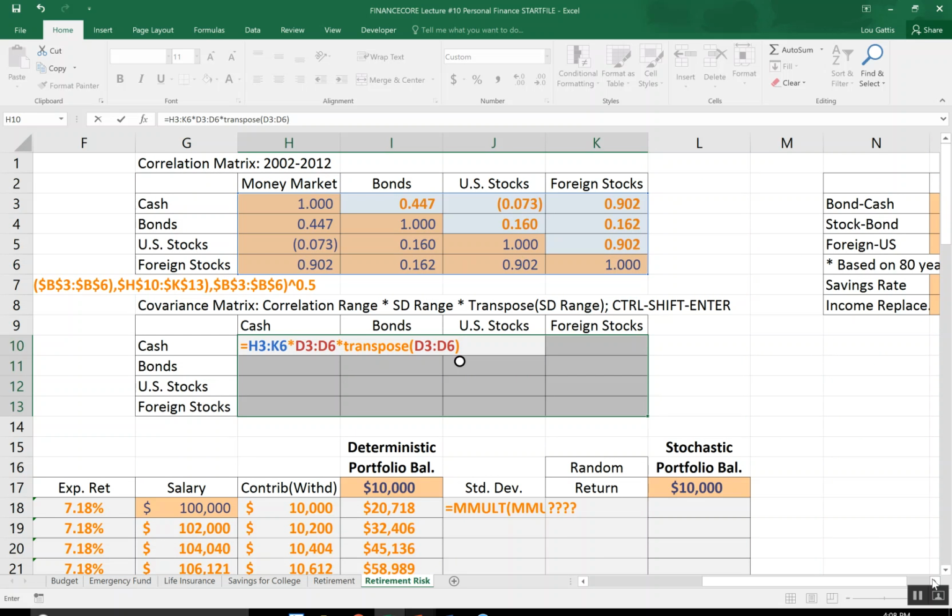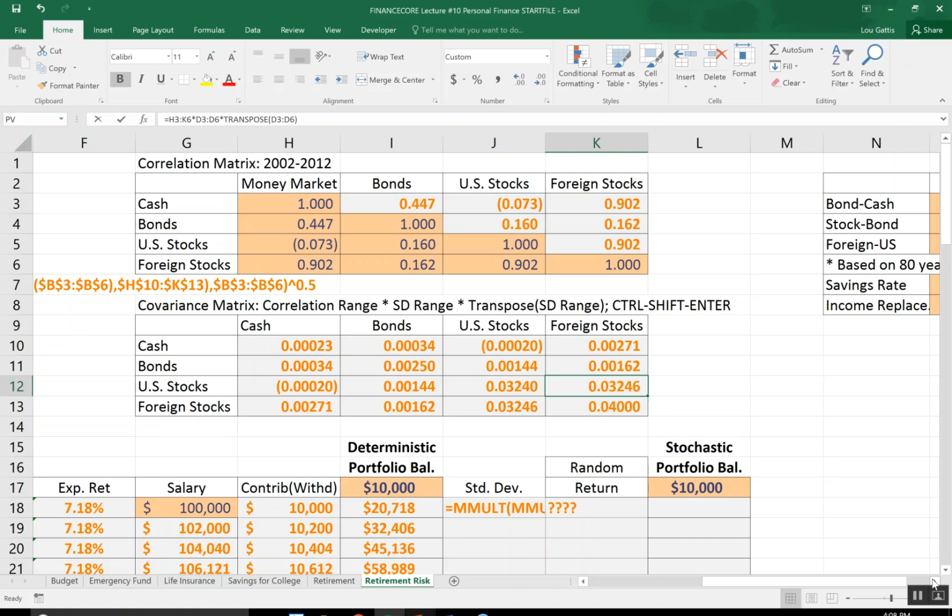If I take all of that, I'm going to enter this as an array in Excel. When you put a formula across an entire range, you can't just hit enter. You have to Control, Shift, Enter. Notice there's our 0.03246. What it's done, it has inserted this formula in every cell, and it's done it just so perfectly that I don't have to do every standard deviation times every correlation. So here is my covariance matrix.